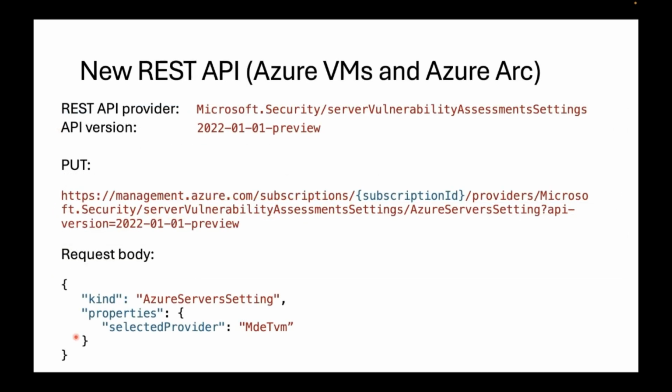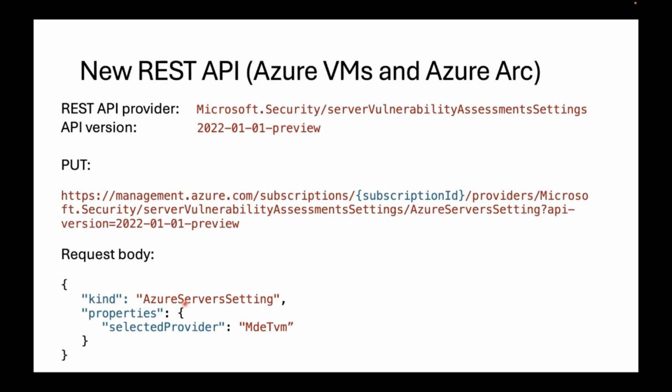And the REST API call will look similar to this one. What we have here is, first of all, the REST API provider is Microsoft Security. And the server vulnerability assessments settings operation group is the one that we are talking to, with the API version that you can see here. What you will do is you will submit a PUT request against this URL, including your subscription ID. This is just a placeholder here. And it needs to include the request body that you see here.